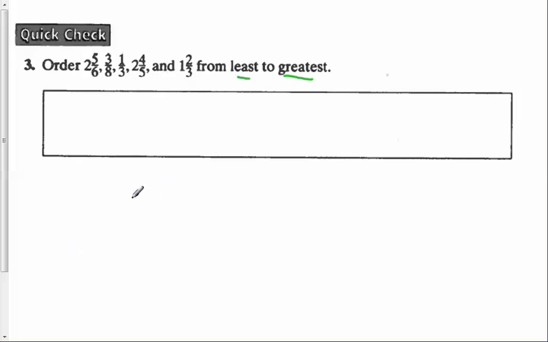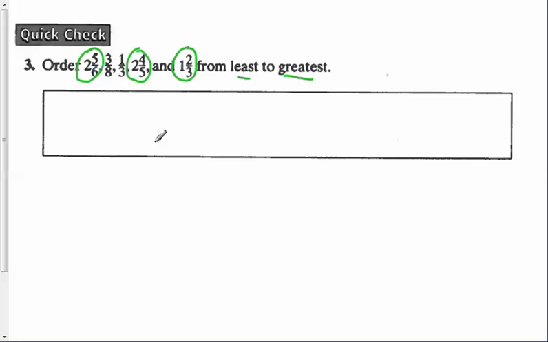Alright, so let's check to see our order. When I look at this, I already can tell that 2 as my whole number, 2 and 5/6 and 2 and 4/5, are greater than any of the individual fractions. Those two I'm going to have to compare against each other, because 1 and 2/3 is already going to be less than our fractions with the 2 as a whole.